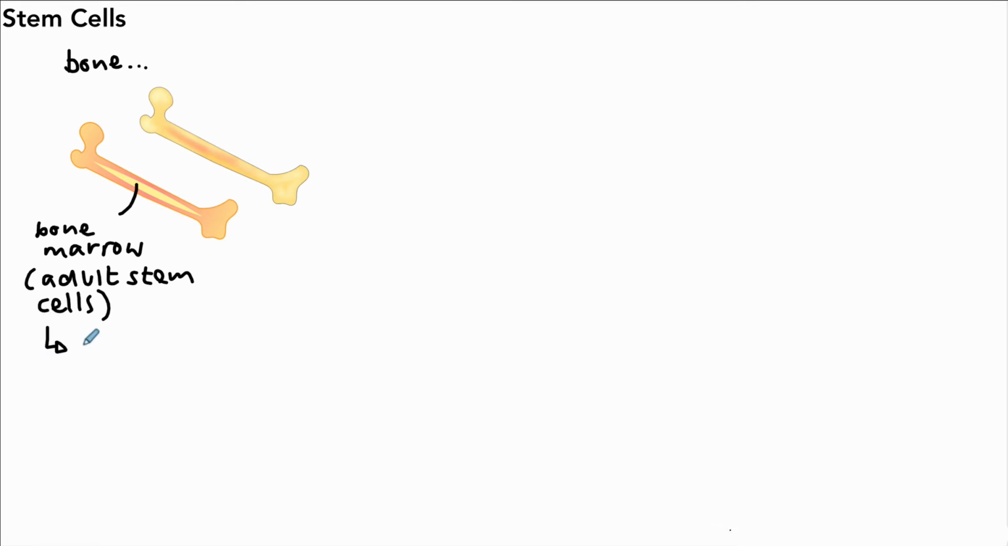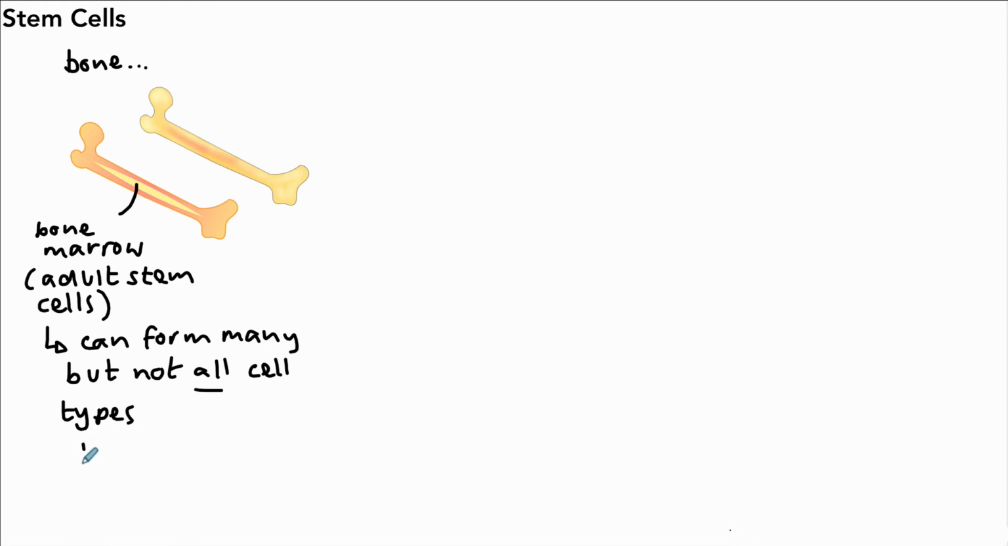Now, the issue with these, while it might seem like good news that we don't have to use embryos, is that we can form many types of cells, but not all types of cells. Not all types of cells in the body can be made from adult stem cells. One type they can make, for example, is blood cells. So while adult stem cells are useful, they're not as useful as embryonic stem cells because they make a narrower range of other types of cell.